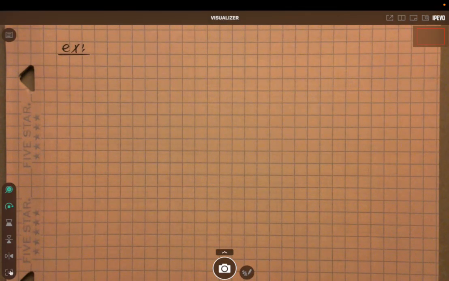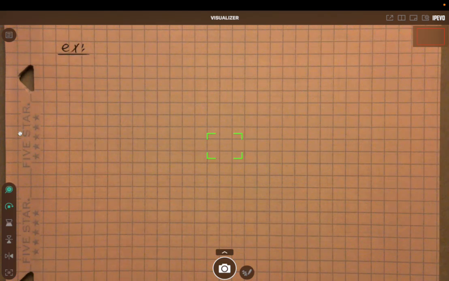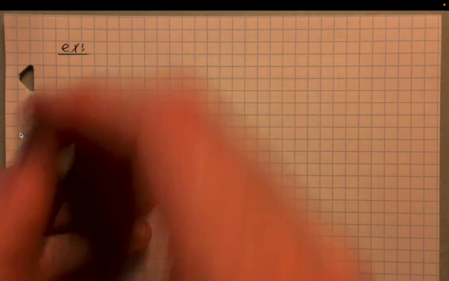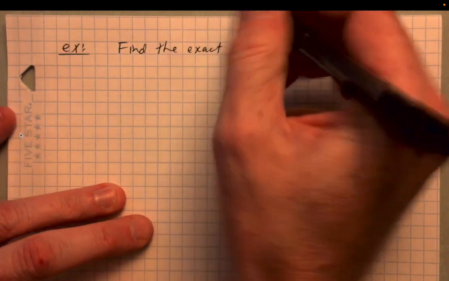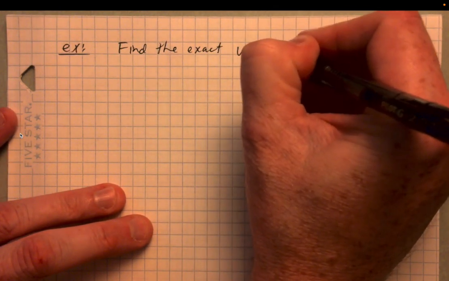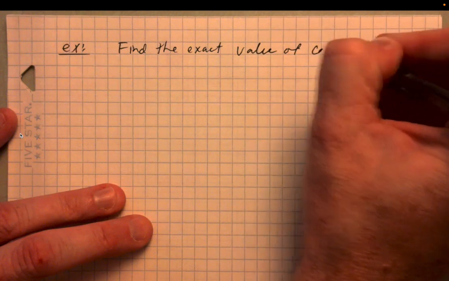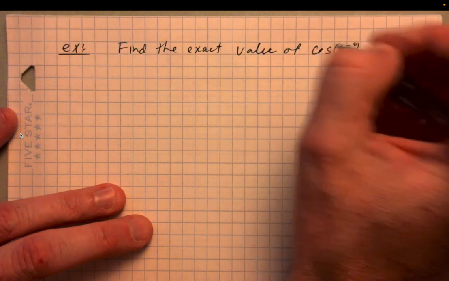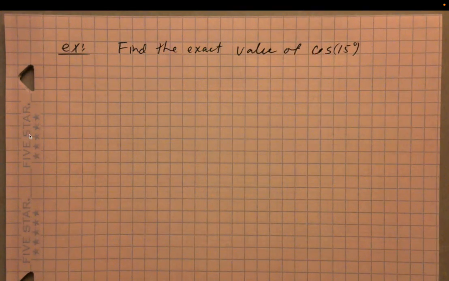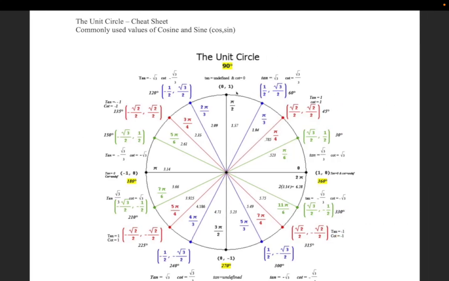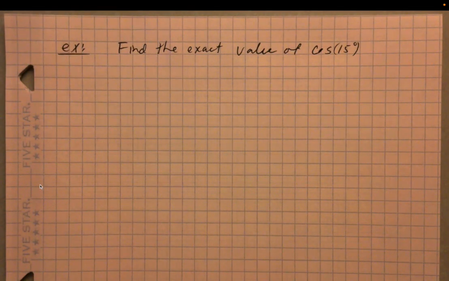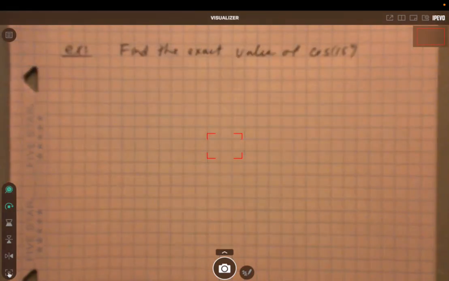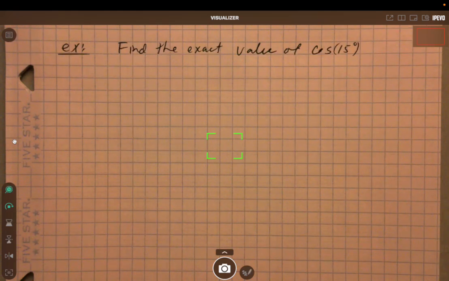Okay, so let's do kind of an application here. So let's say we want to find the exact value of cosine of 15 degrees. Well, cosine of 15 degrees is definitely not on our unit circle, right? We've got 30 degrees here, but we don't have 15 degrees. So this is not one that we've seen before. Okay, so what is going to be the cosine of 15 degrees?